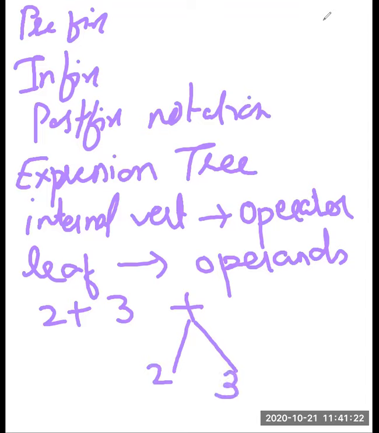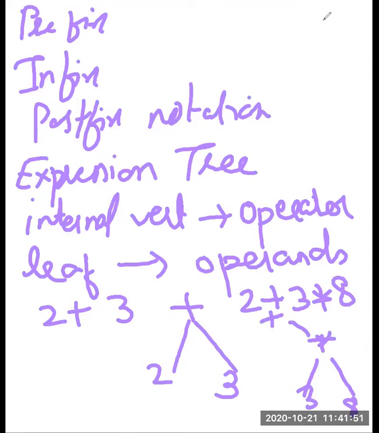Or if we have an expression, let us say 2 plus 3 into, let's say, 8. Now we don't have explicit parentheses, but what we would have is that first evaluated is 3 into 8 as per the mathematical scenario, and then it will be added with 2. So in this way, the tree we get is called the expression tree.